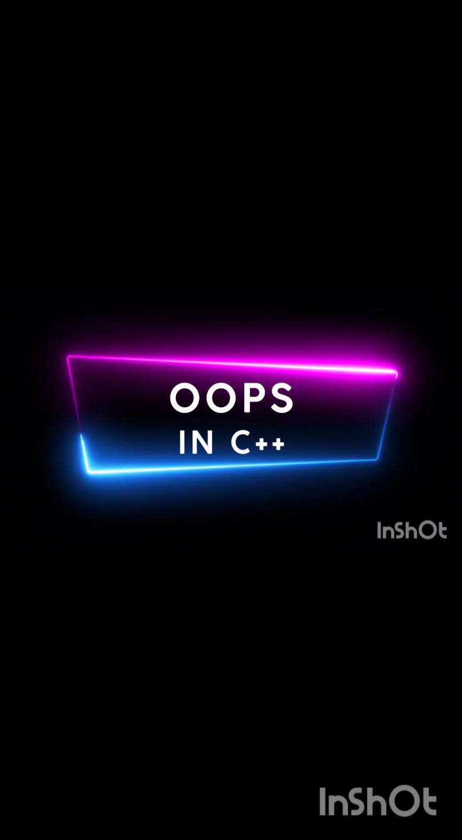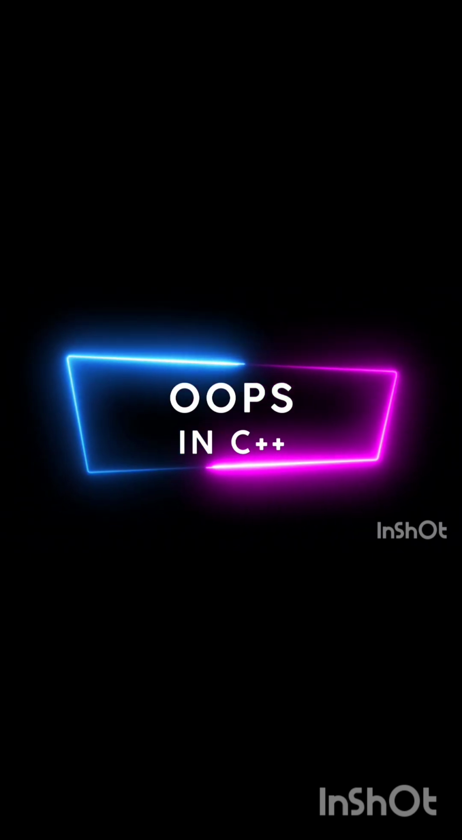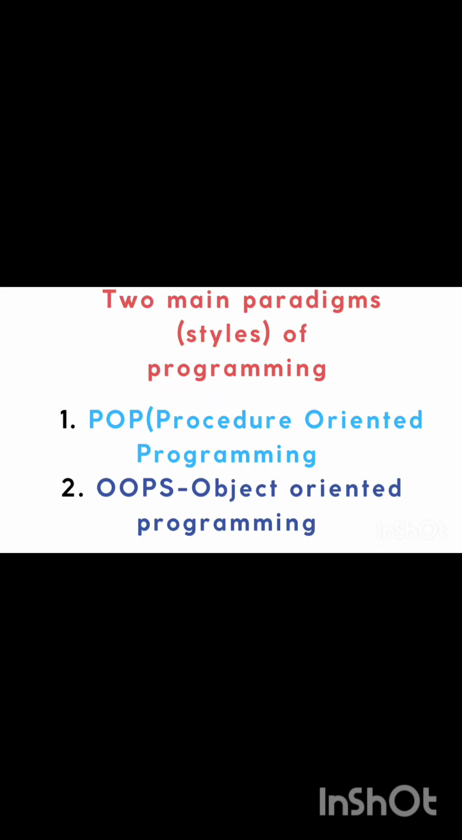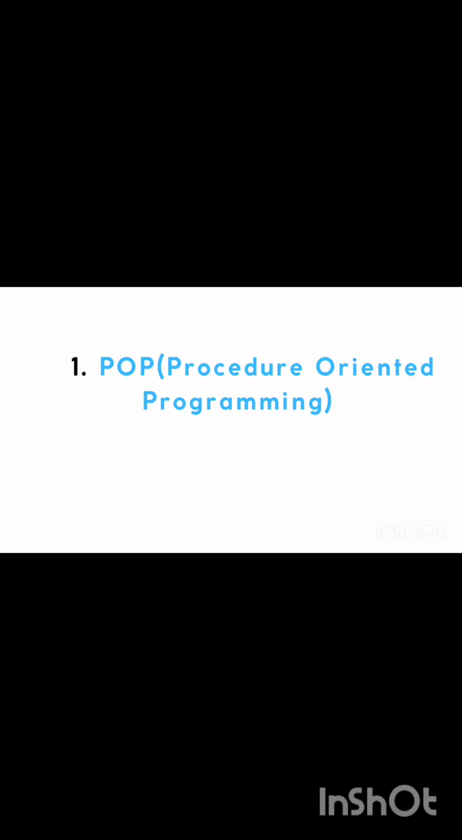What is OOPS? It's a style of writing programs. There are two main styles of writing a program. They are POP and OOPS. POP, which stands for Procedure Oriented Programming, is the way we normally write a program in C, Fortran, etc. It is procedure oriented, which means that we focus on the procedure or method of writing the programs. We don't focus on the data. So this is procedure oriented programming or POP.